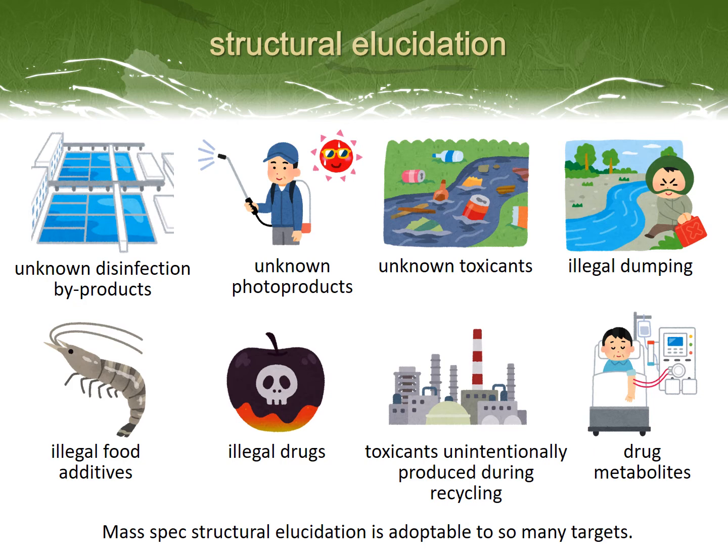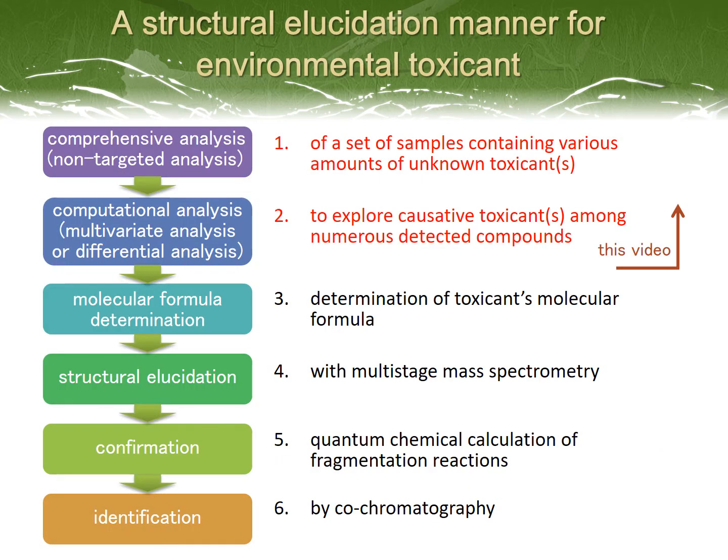Mass spec structural elucidation is adaptable to unknown disinfection byproducts, unknown photoproducts, unknown toxicants, illegal dumping, illegal food additives, illegal drugs, toxicants unintentionally produced during recycling, drug metabolites, and so many targets. This is our structural elucidation manner for environmental toxicants.